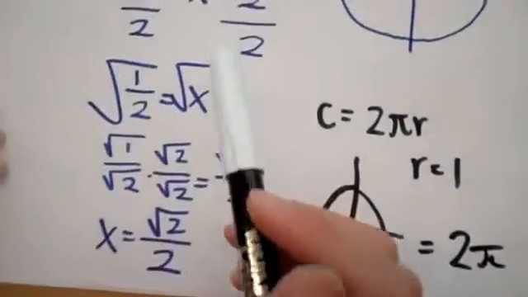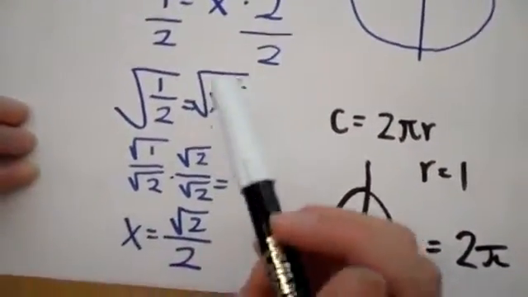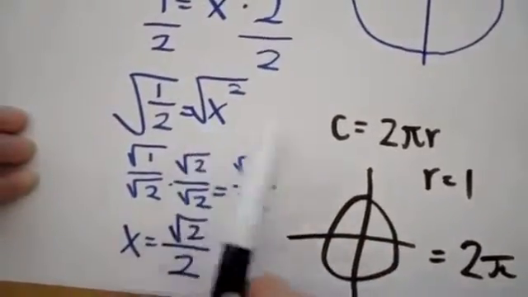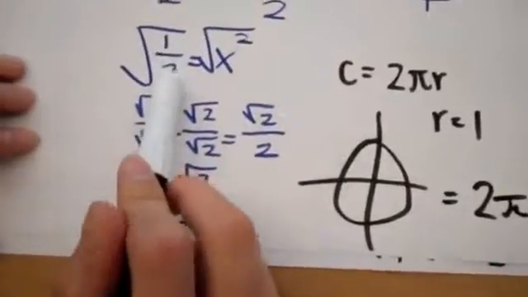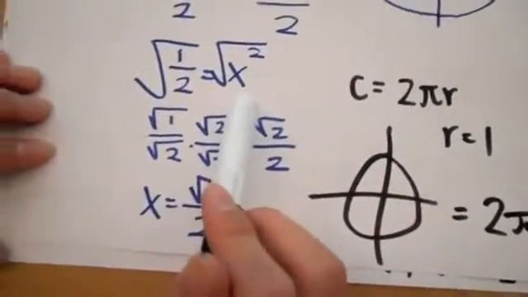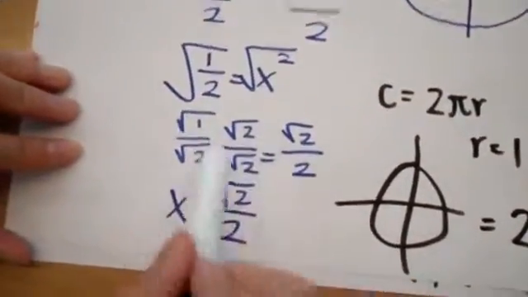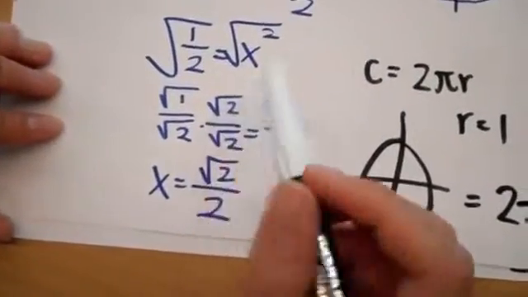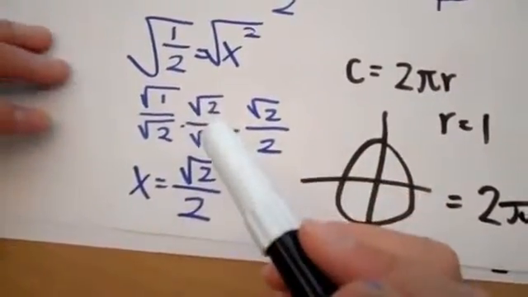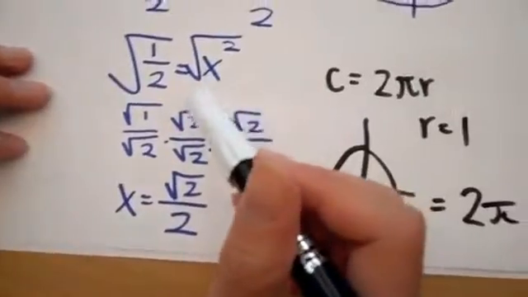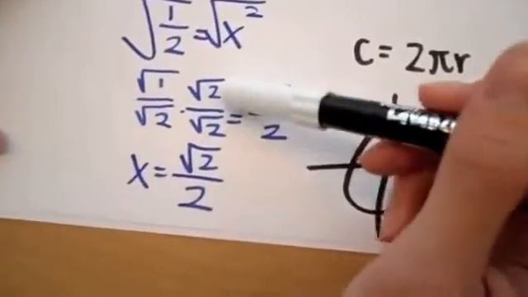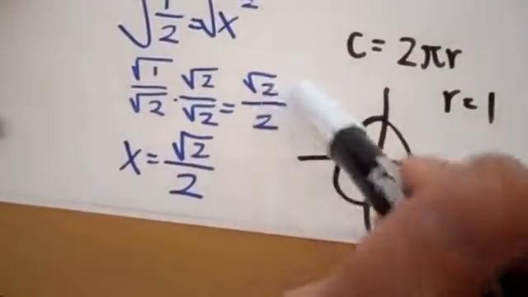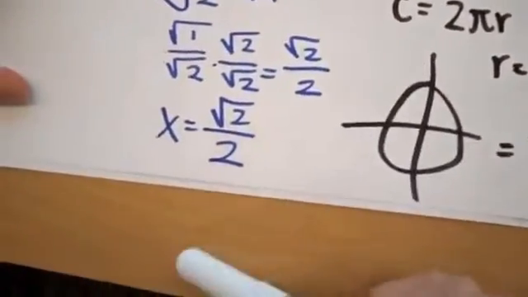Then you get 1/2 equals x squared. Now you square root both sides, and you get square root 1/2 equals x. And you have to radicalize it. So you multiply by a weird 1, so that's radical 2 over radical 2, and that will equal radical 2 over 2. That's your x.